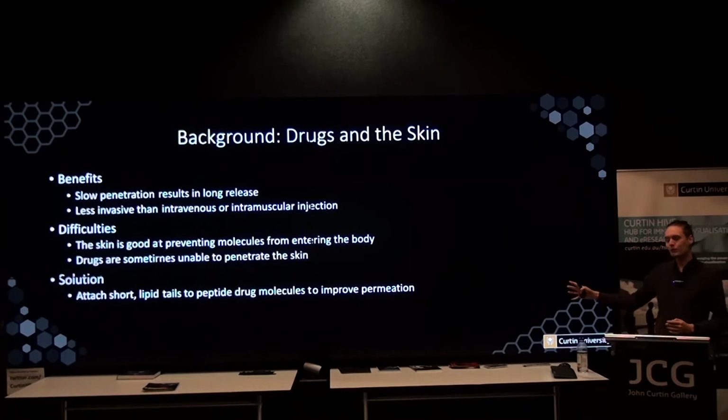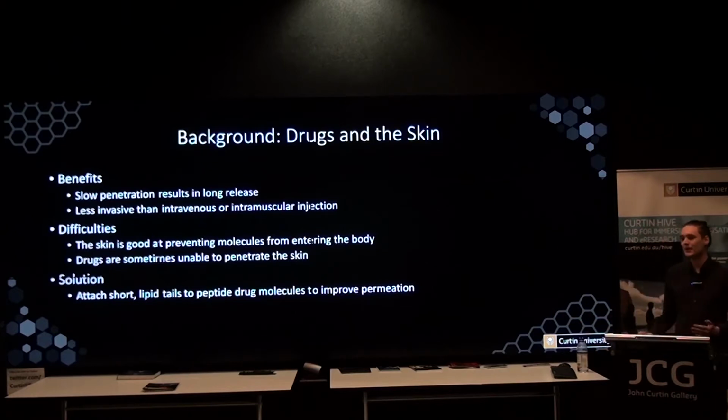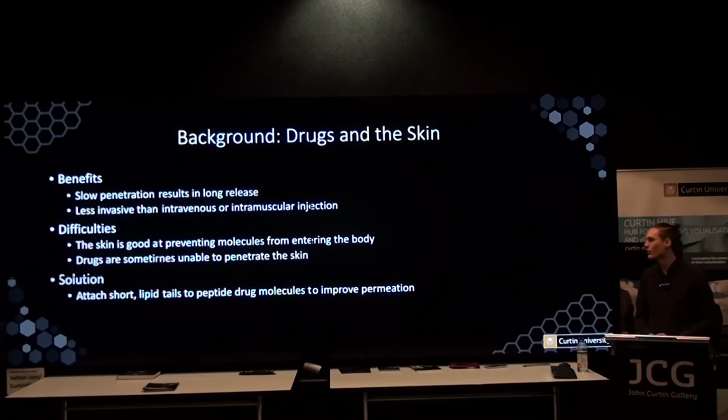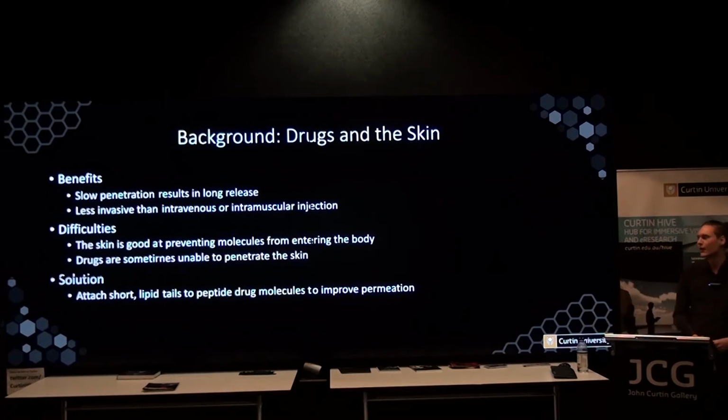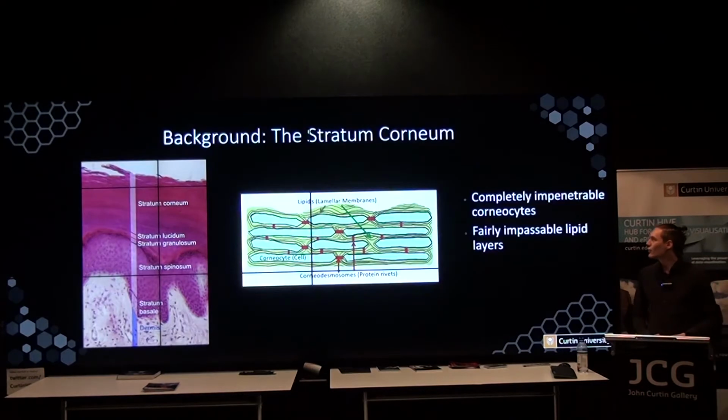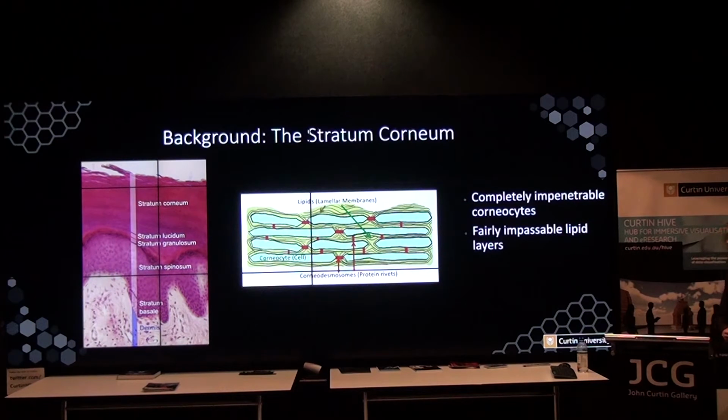Now that's also a problem, the skin being a good barrier. Sometimes drugs are unable to get to where they need to be, i.e. through the skin. And so one of the solutions to this problem is to attach short lipid tails to the peptide drug molecules that are in question. Cool. I'll just give you a little background about the skin, because that's what I'm going to be talking about.